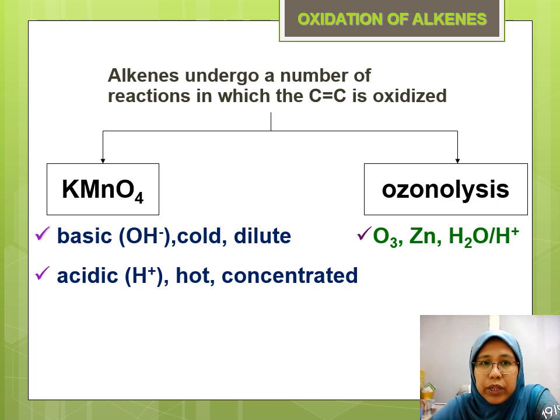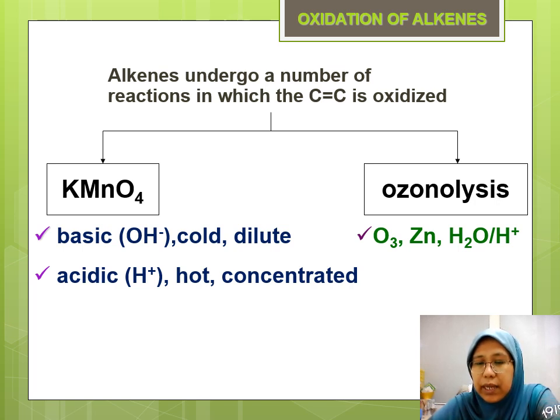The first one will use the reagent potassium permanganate, which is either basic or acidic. The alkene undergoes a number of reactions, where we're going to oxidize the double bond of restricted carbons. The potassium permanganate can be in the form of basic, OH minus is the environment, cool and dilute, and another one would be acidic, it has acid as the environment, H plus, and it is hot and concentrated.